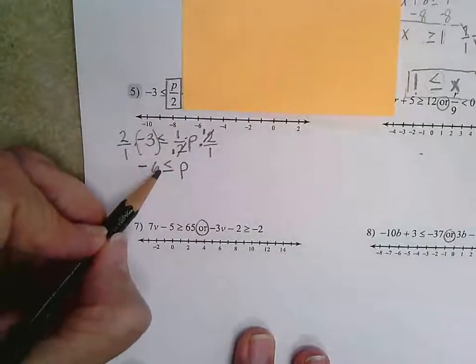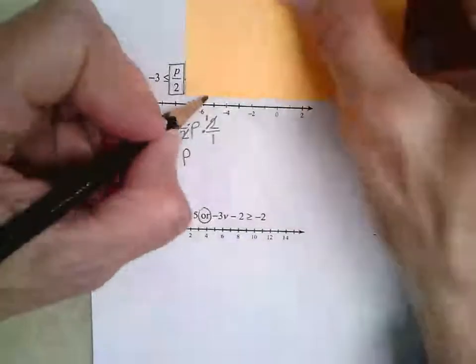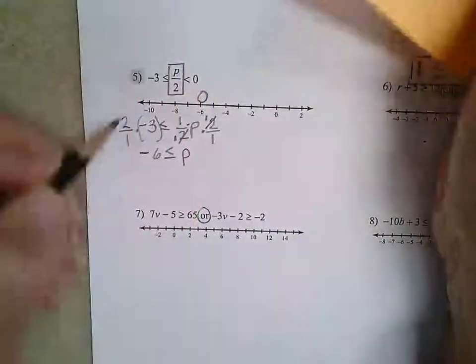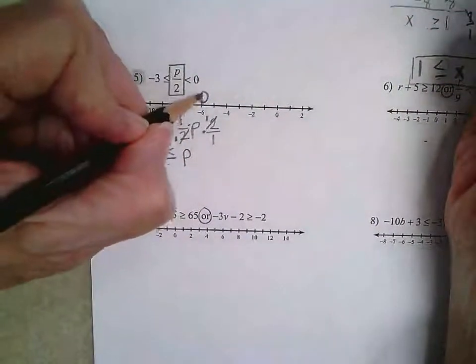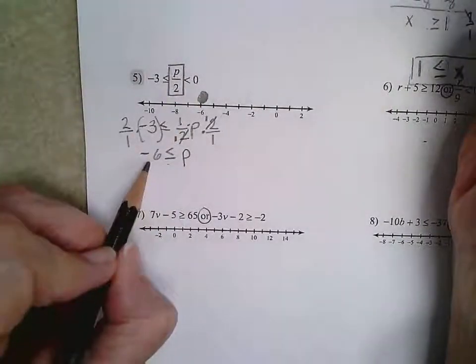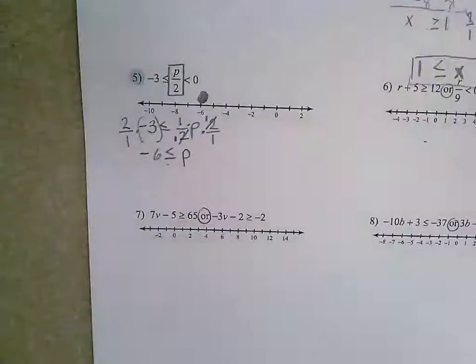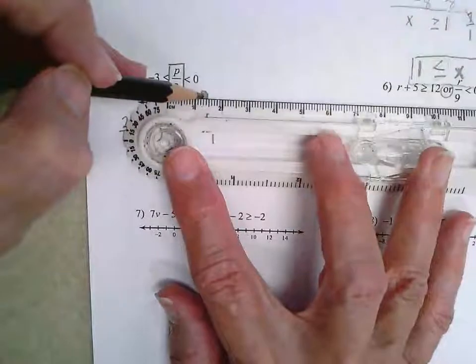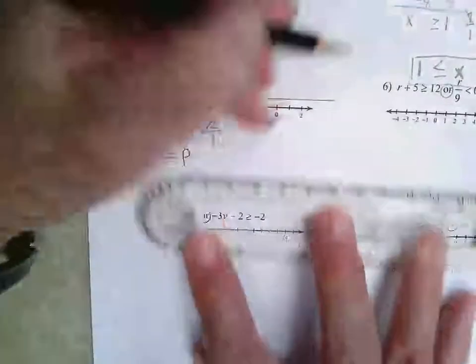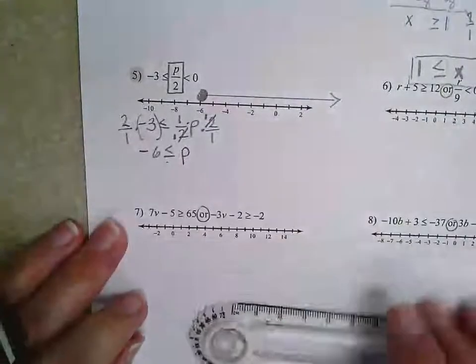So -6 is right here, and it's a filled in circle. -6 is less than or equal to p, so p must be to the right. P must be to the right.